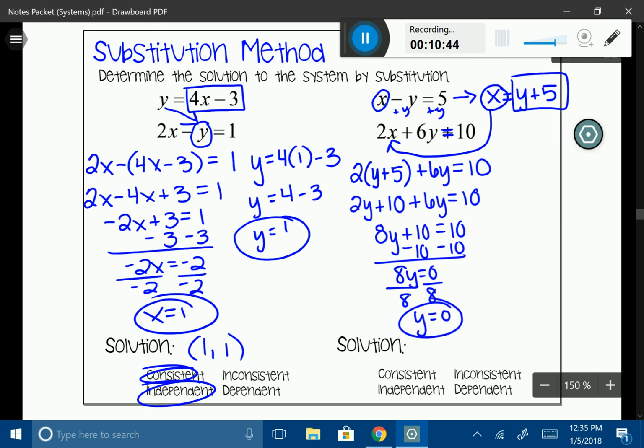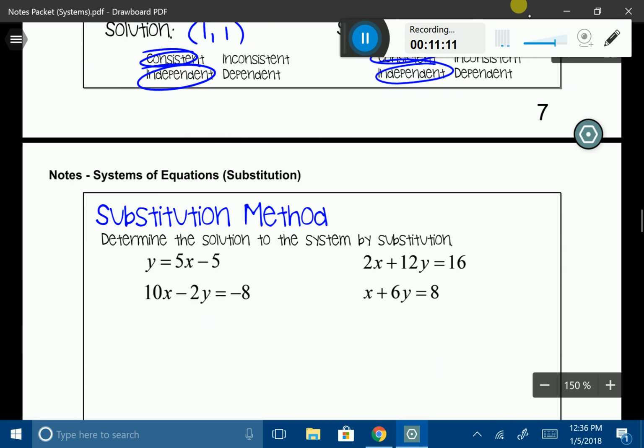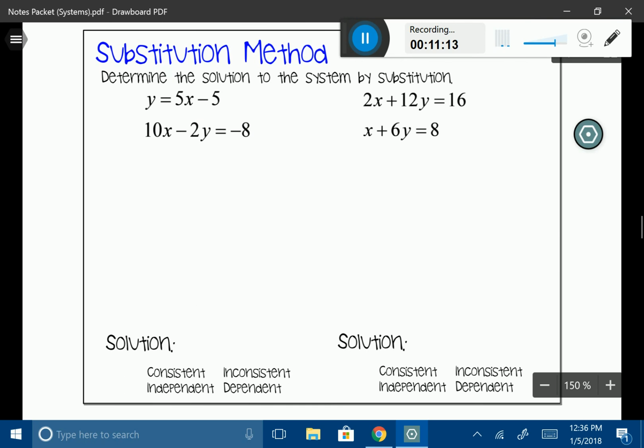Okay, and personally, I think the easiest equation to substitute this back into is the one that we created. So I'm going to say x equals 0 plus 5. Well, that was easy. So x is equal to 5. So my solution is 5, 0. It's consistent and it is independent. Okay, I think I have 2 more examples here for you. I bet you can guess what they're going to be.